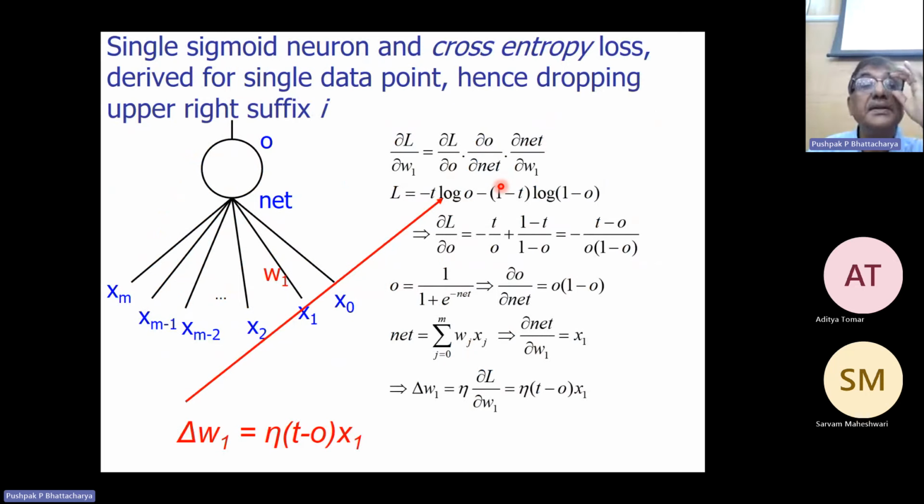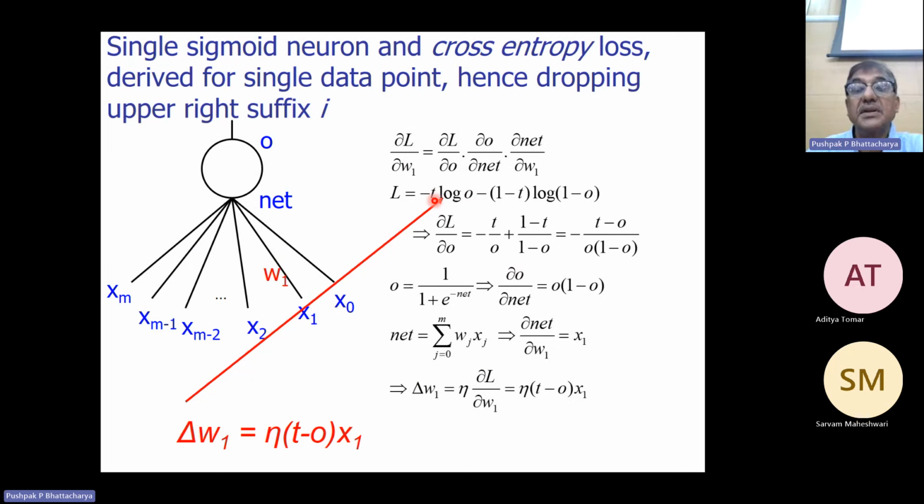Now, when we use a single sigmoid neuron and cross entropy loss, the cross entropy loss is minus t into log O minus 1 minus t into log 1 minus O. This is for the two-class classification problem. T is the target value, O is the observed value. So remember, cross entropy is the negative of target distribution into log of observed distribution, summation over all the classes, summation over all the data points.